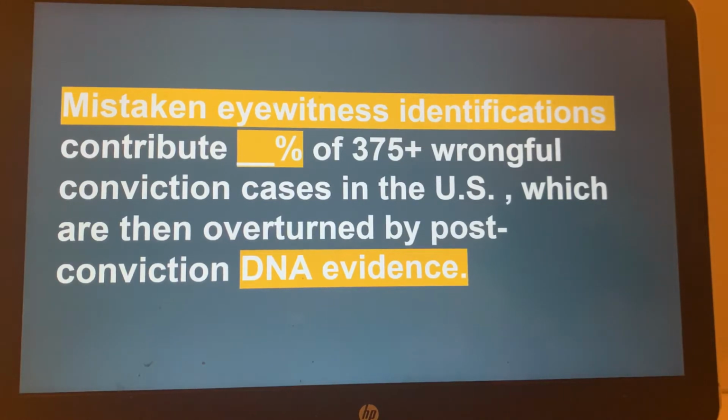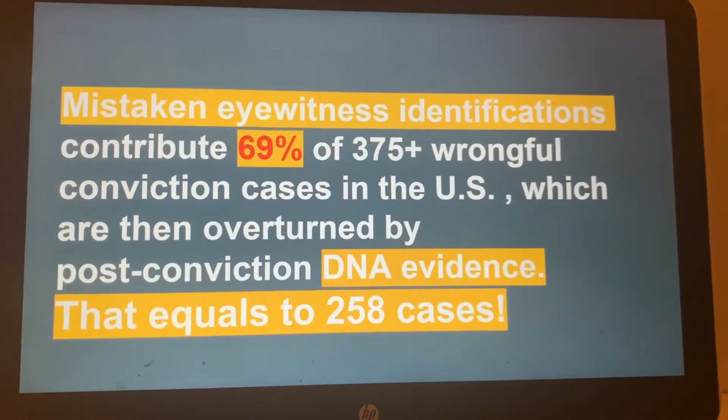So mistaken eyewitness identifications contribute what percentage of 375 plus wrongful conviction cases in the United States, which are then overturned by post-conviction DNA evidence? So about what percentage do you think of those cases attribute to mistaken eyewitness identifications? I'll give everyone about 5 seconds. 5, 4, 3, 2, 1.